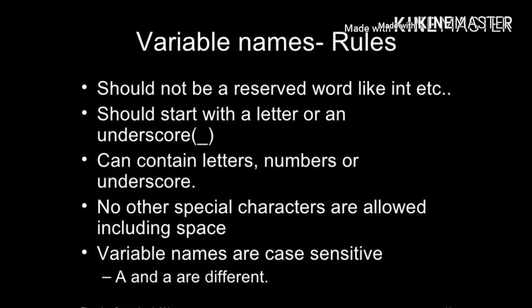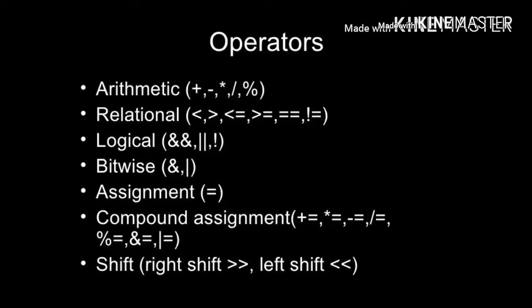The name of the variable should not be the same as a keyword or reserved word like int, main. The variable name can only contain alphabets, numbers, and underscore. The name should always start with an underscore or an alphabet, and it is case sensitive. So next topic is operators.